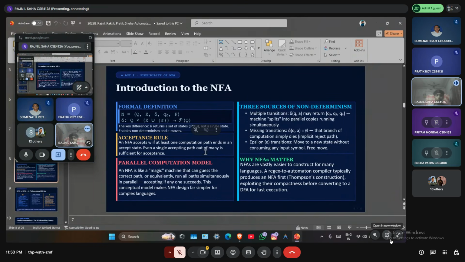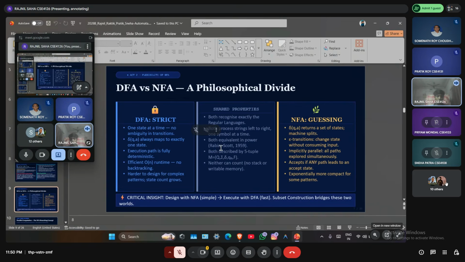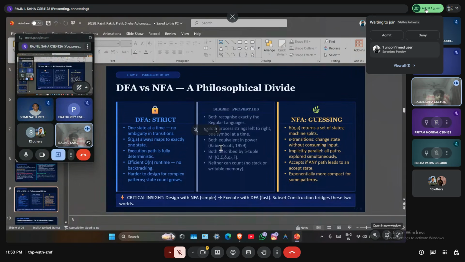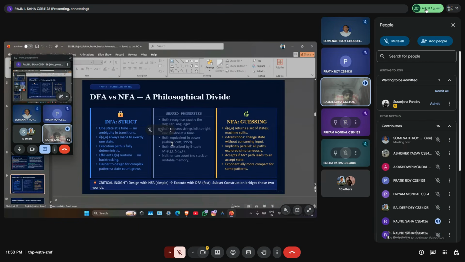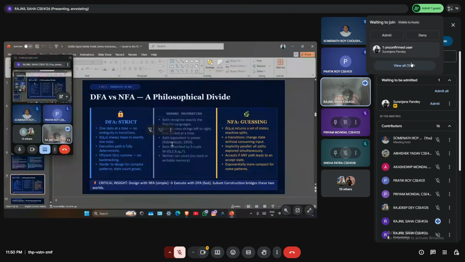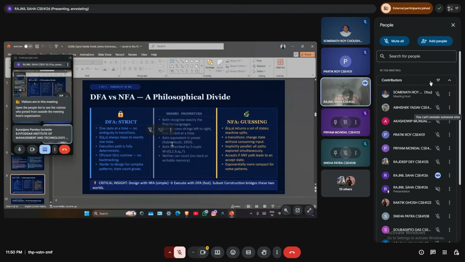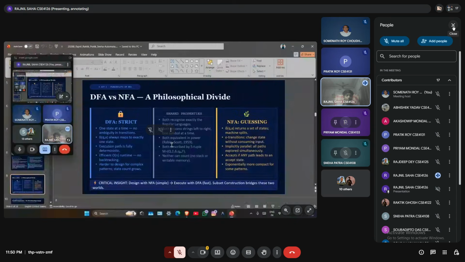So next we have the difference. Both machines recognize exactly the same languages, that is, the regular languages, and are equally powerful. The difference is style. A DFA is strict: one state, one path, no ambiguity, fast to run, whereas an NFA is flexible: multiple paths, epsilon moves, easier to design. The smart approach is to design with NFA, then use DFA for execution.